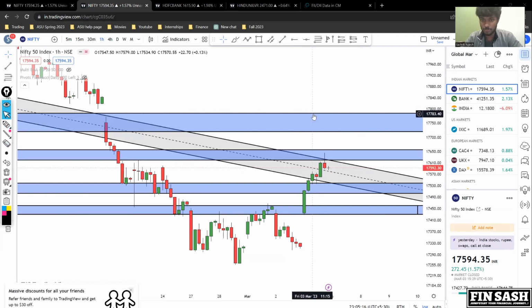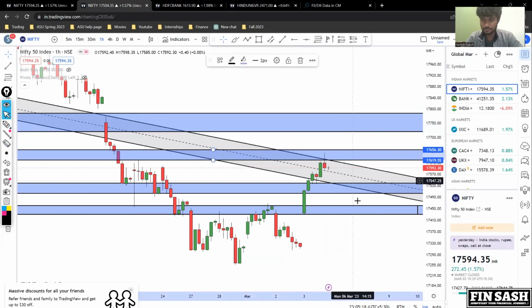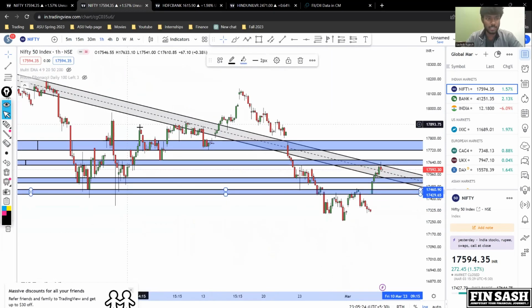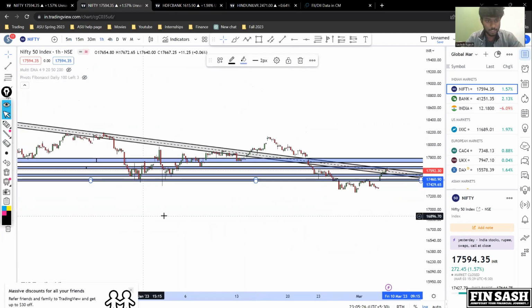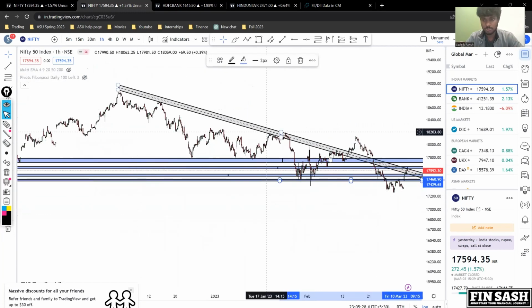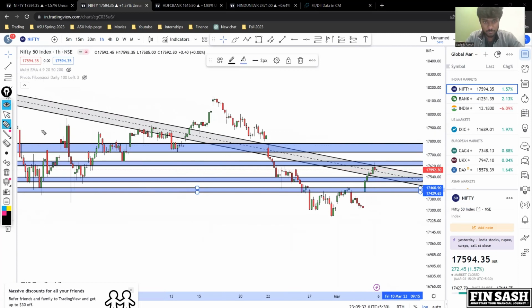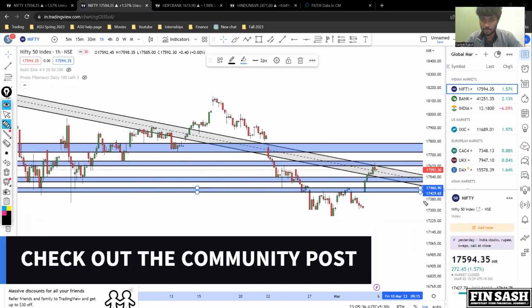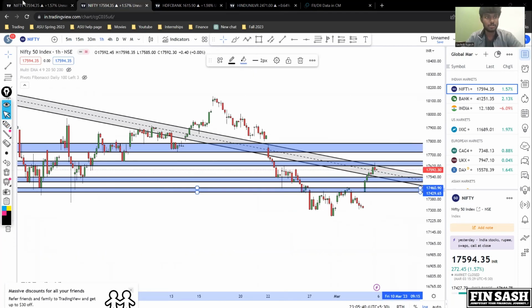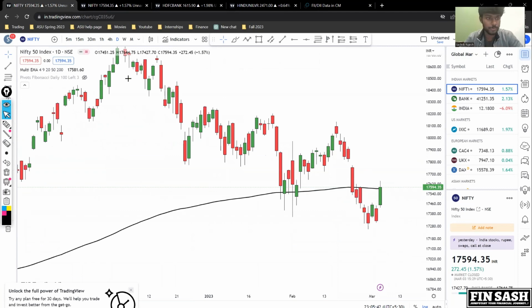You guys can copy the levels really quick. And the trend line on the 1 hour time frame from the all-time high. If you guys can't see this level very clearly, I'll be posting a community post and you guys can check out the levels over there too. Anyways, let's move on to Bank Nifty.